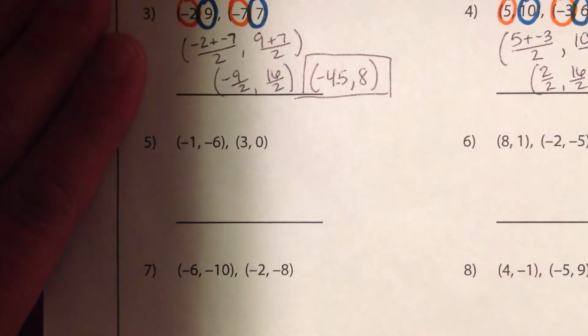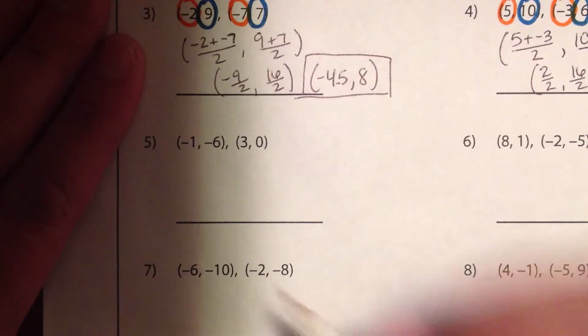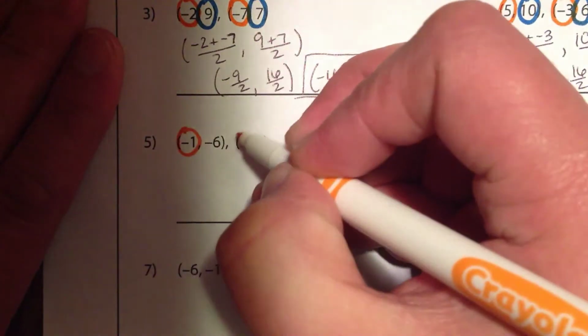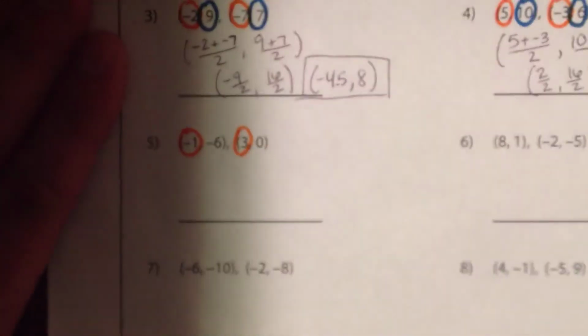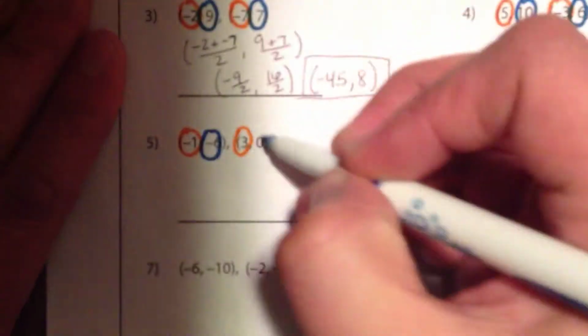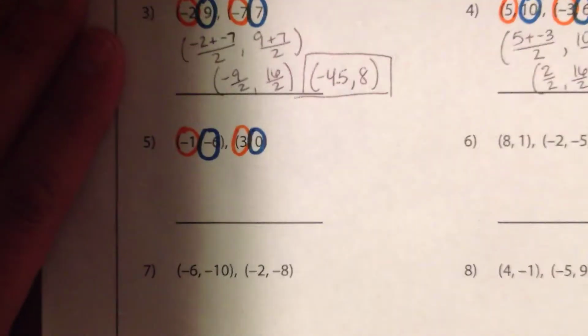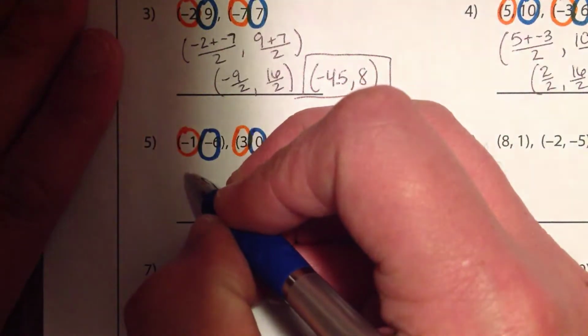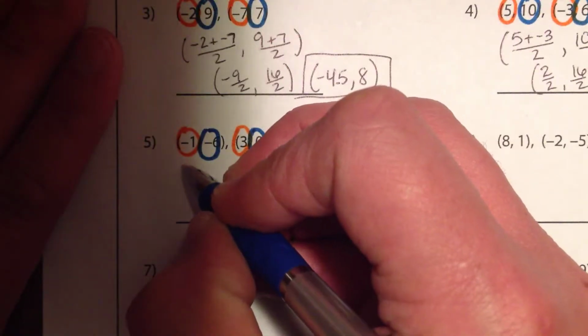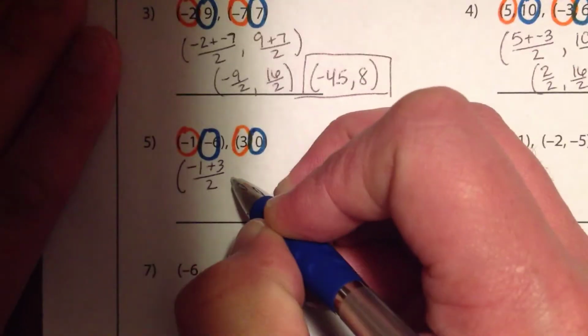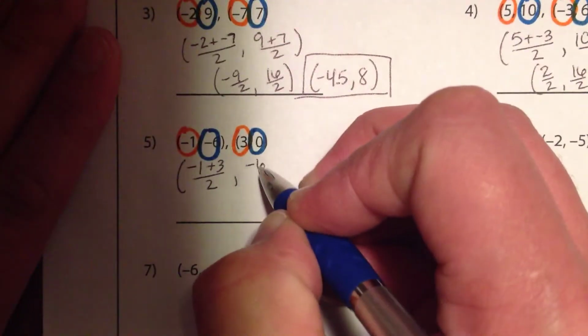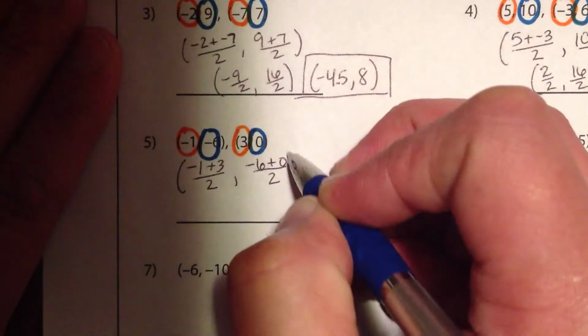Example number 5, finding the midpoint between (negative 1, negative 6) and (3, 0). Negative 1 and 3 are my x's. Negative 6 and 0 are my y's. So again, I add my x's and divide by 2. Add my y's and divide by 2. Negative 1 plus 3 divide by 2. And negative 6 plus 0 divide by 2.